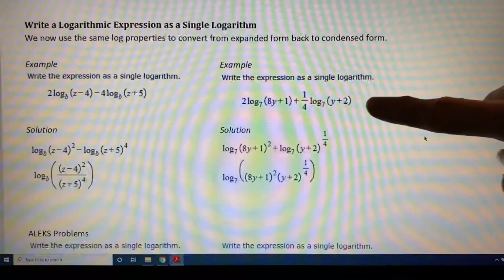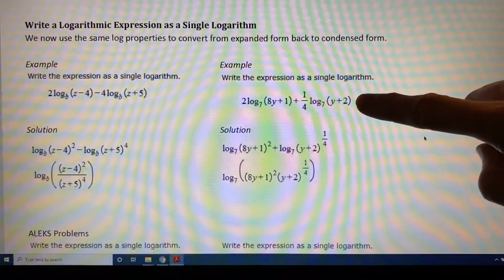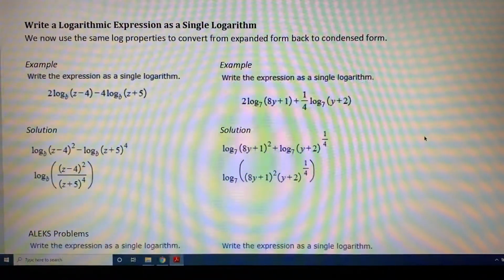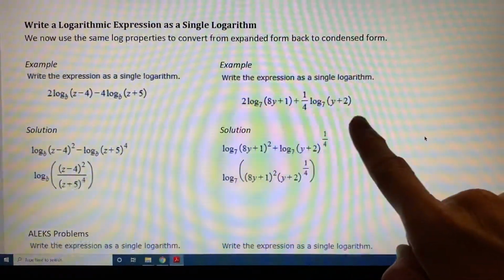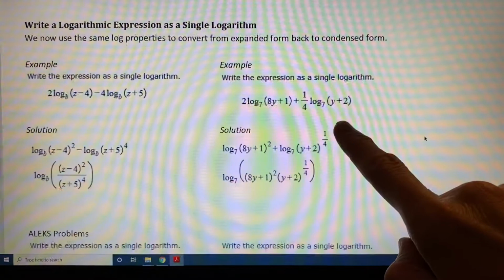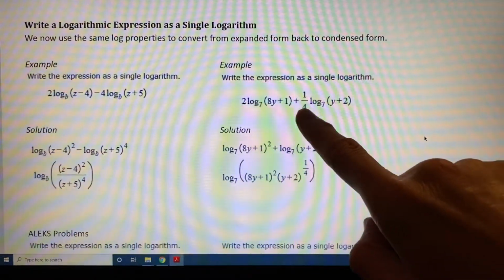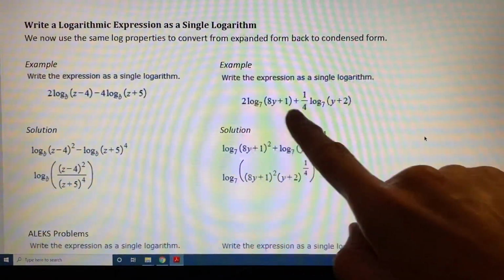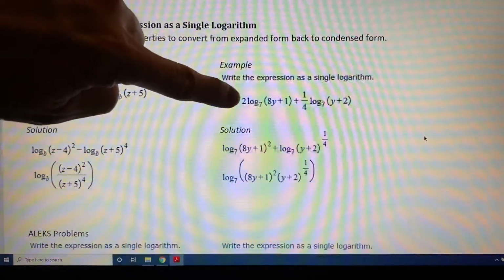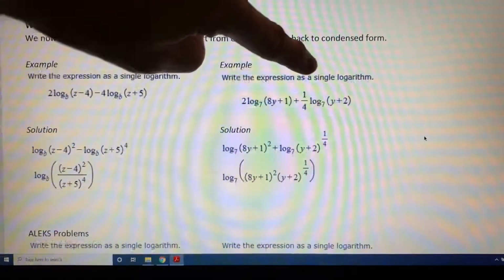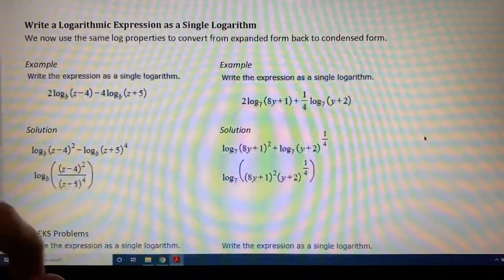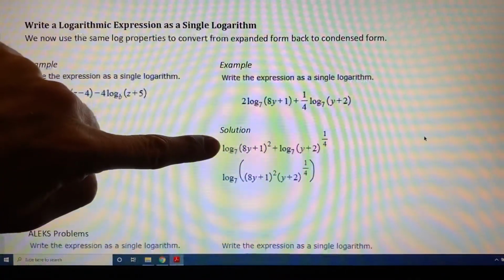Okay, example 2. Write the expression as a single logarithm. This is going to be very similar to the example that we just completed. So, two logs with the same base. We want to combine them into one. But these numbers need to go away, so we have to get rid of the 2 and the 1/4. We move the 2 to become the exponent of the 8y plus 1. We move the 1/4 to become the exponent of the y plus 2, which gives us this.